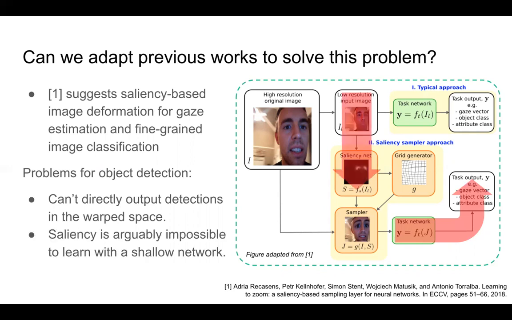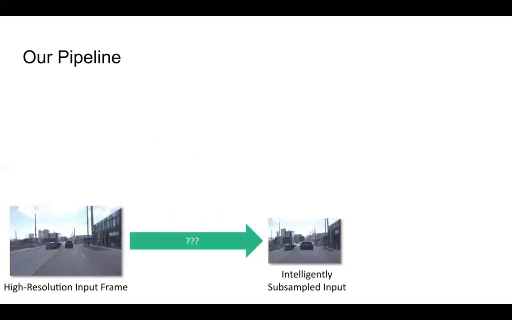An even deeper issue is that learning the saliency map as a function of the input image, as done in this paper, would require computing the rough location of each object in the scene, and thus is arguably as difficult as the task itself. So how does our pipeline work and address these issues?